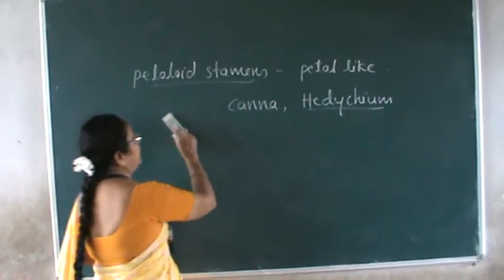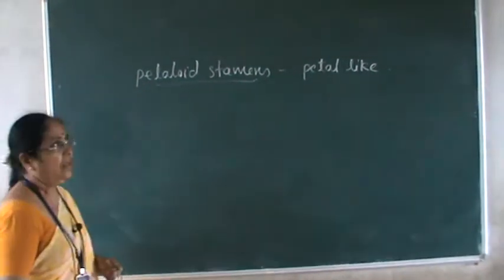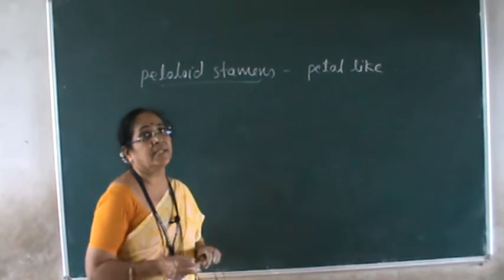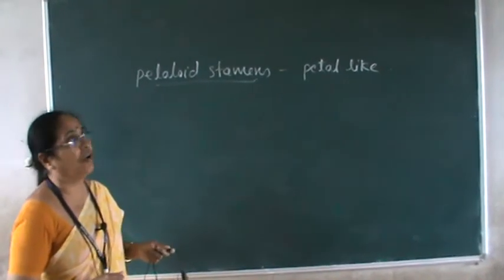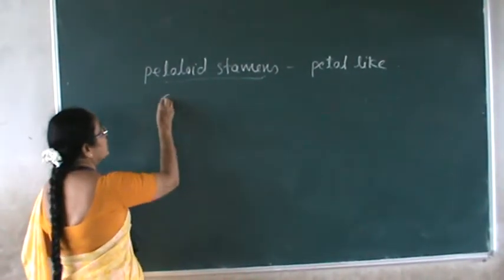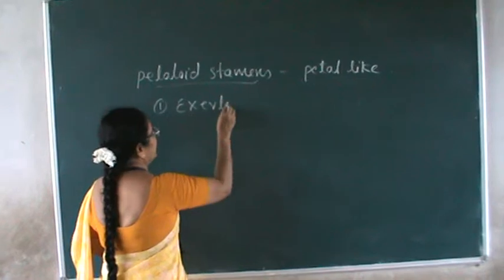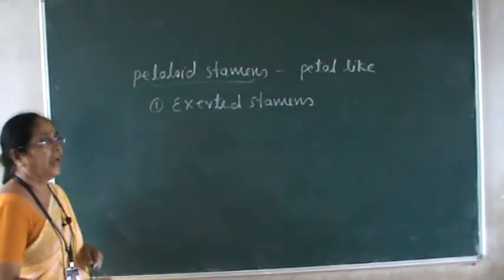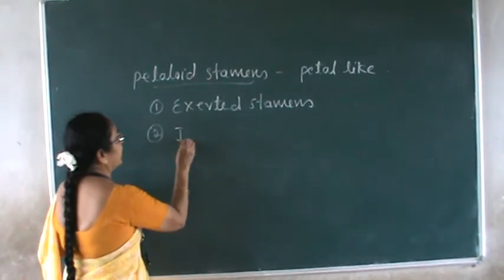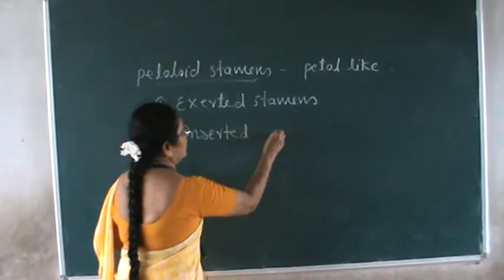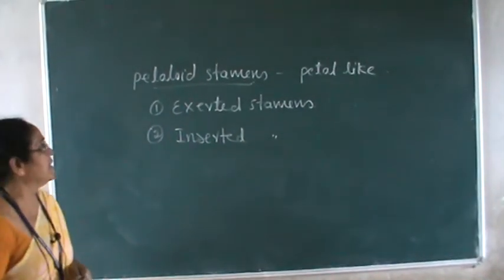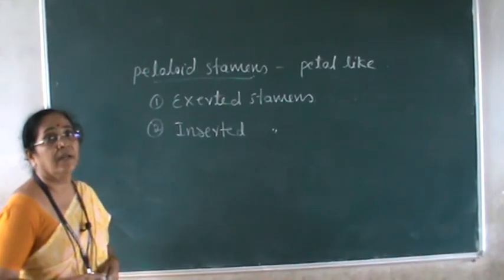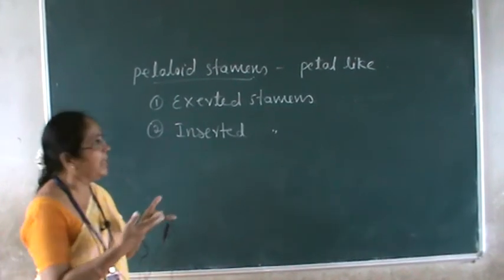The next part of study is, when you look into the structure of the flower, you will get two kinds of stamens depending upon the length or height of the filament. One kind is called exserted stamens, and the second type is called inserted stamens. When you read the word, you can make out exserted: the stamens stand outside the flower. We can see the stamens directly.